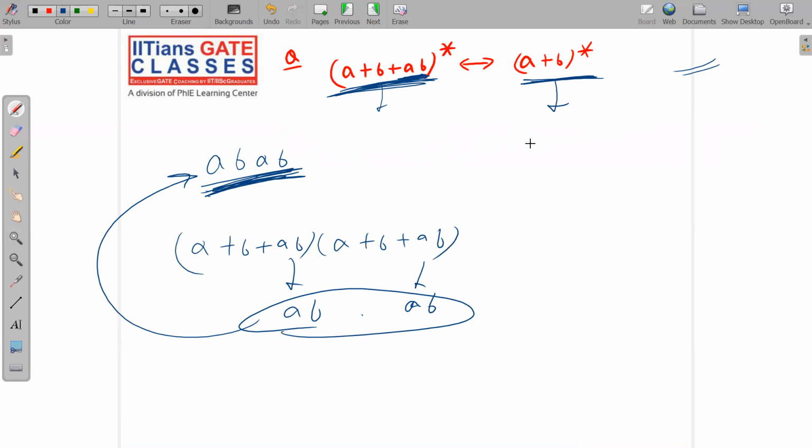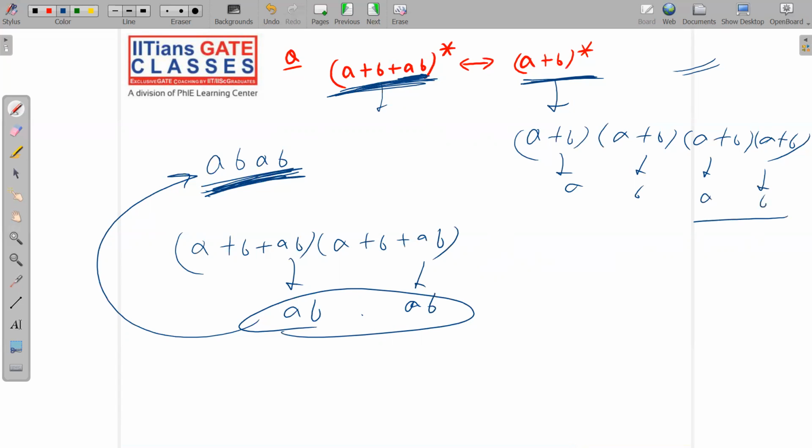Length is 4, right? Length is 4. So take this: a plus b, a plus b. So take a from here, b from here, a from here, b from here: ab, ab. Okay. So if you think that these two are not equivalent, then just try to find at least one string which is represented here but not here, or here but not here. I am saying that you will not be able to find it. Okay, so I hope I have made the point clear.